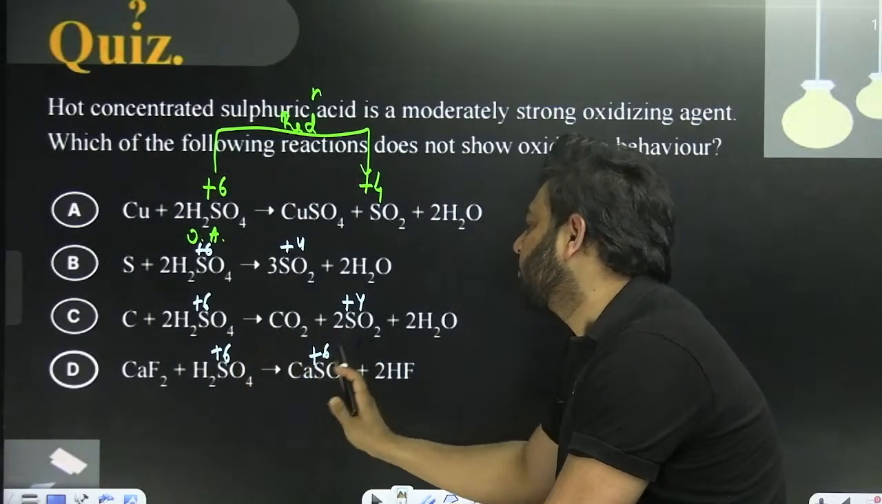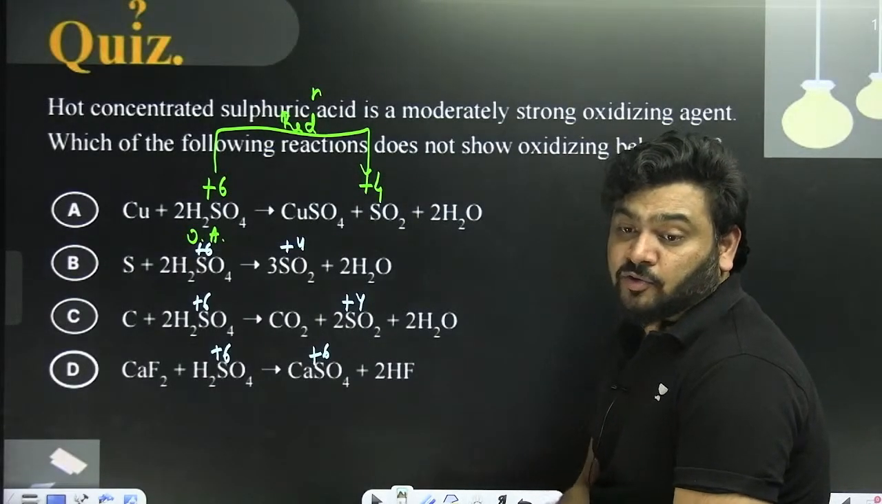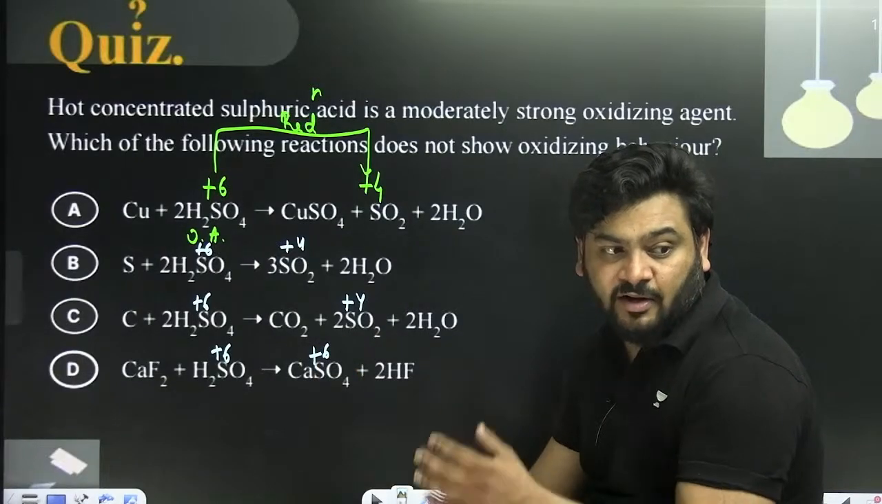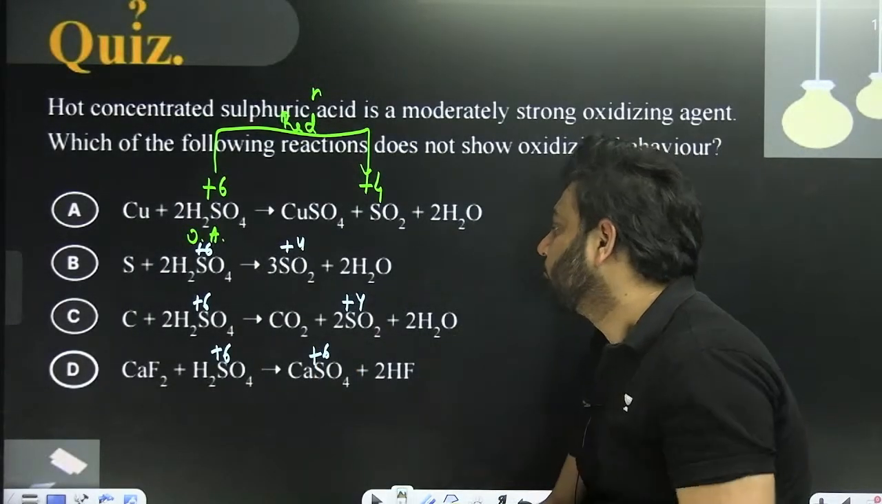Since it is +6 on both sides, H2SO4 is not working as a reducing agent. It's not even working as any agent. Its oxidation state is the same. It's not even undergoing a redox reaction. That's how we find it. Correct answer D.